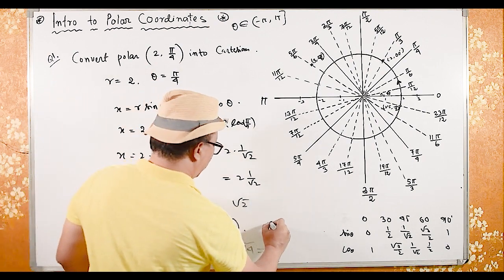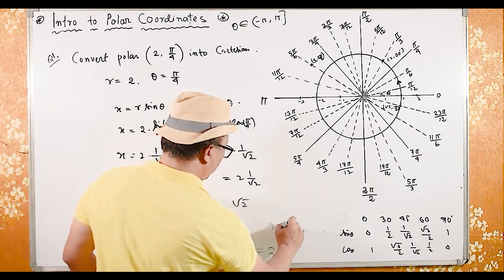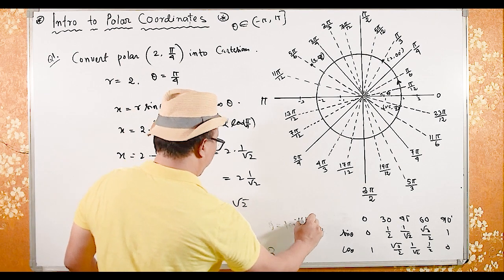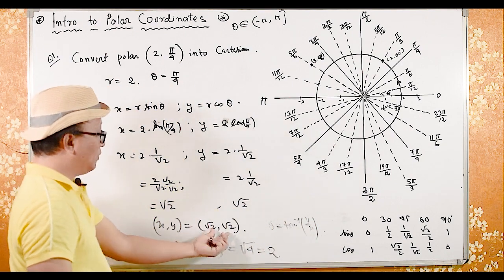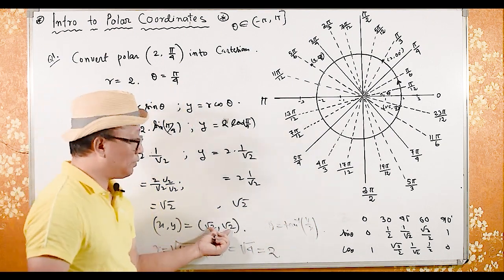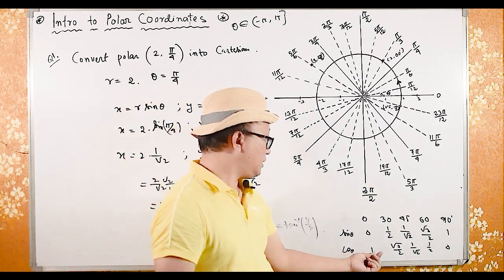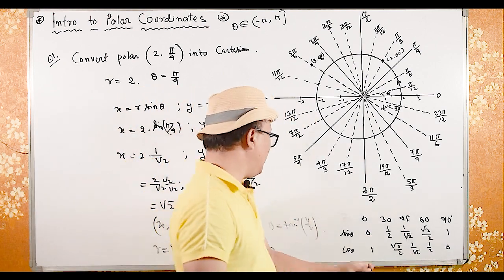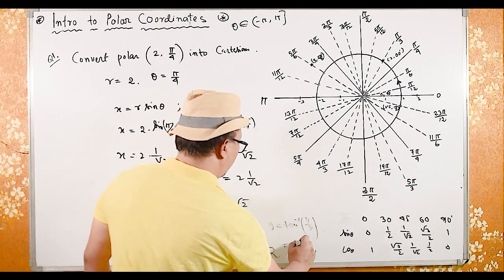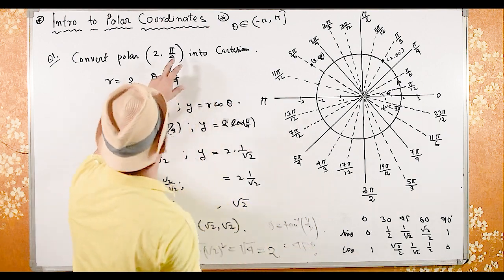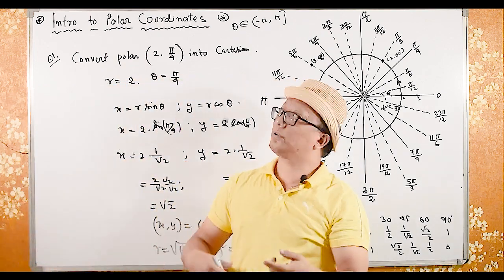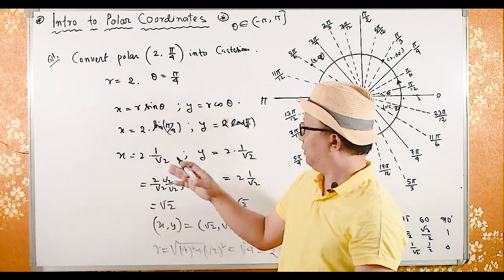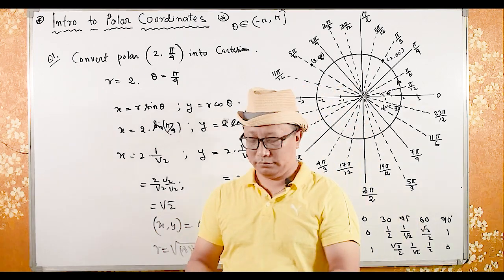And if you want to find theta, theta equals tan inverse of y by x. Here y by x is root 2 by root 2, which is 1. Tan inverse 1 is 45 degrees. Therefore theta is 45 degrees, meaning pi by 4. So we can convert from Cartesian to polar as well as polar to Cartesian with the help of these formulas. Thank you.